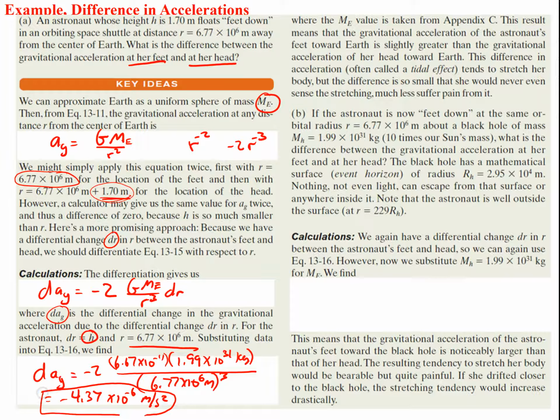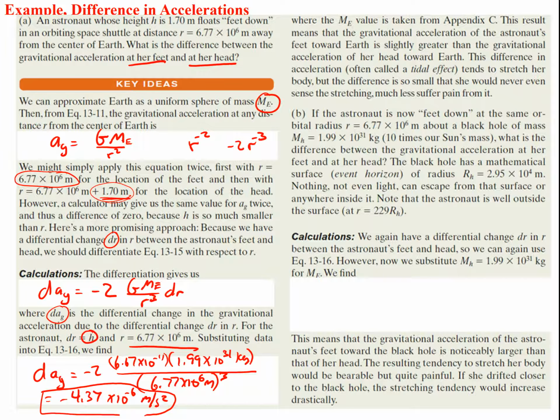All right. So this is the difference in acceleration for an astronaut that's floating up in space, relatively close to the Earth, between his head and his feet, which is really tiny. I mean, we know that the acceleration due to gravity on Earth is 9.8 meters a second squared, so this tiny little bit of change you're not going to be able to feel.